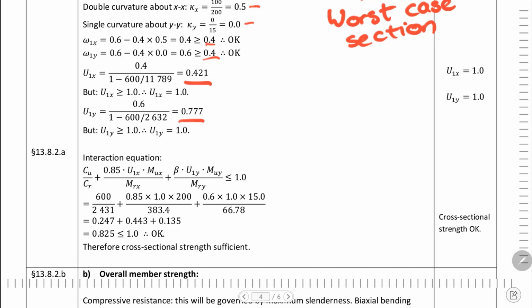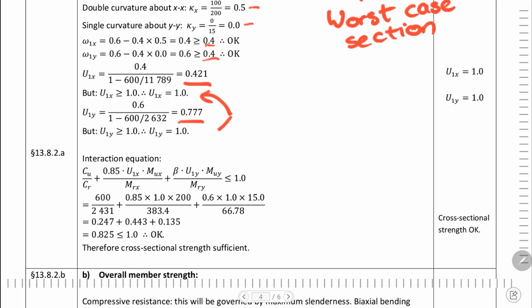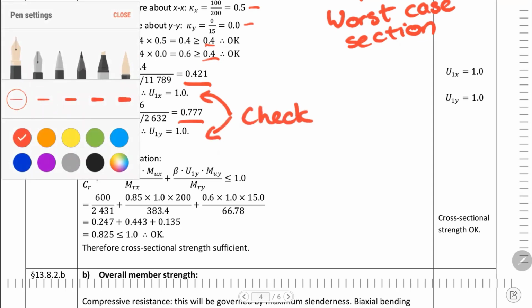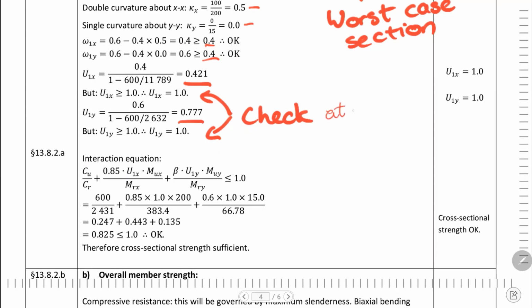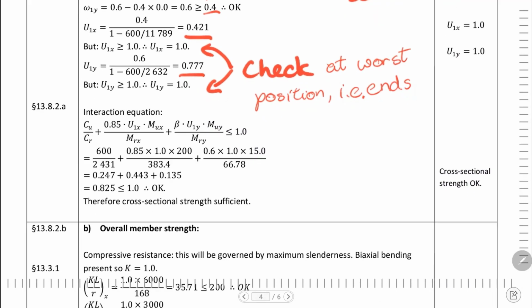However, remember, check 1 is a cross-sectional check, so we are checking worst case stresses. So check at worst position. We need to make sure that at worst position, i.e. ends, we don't reduce the moment, because the moment's at the end, buckling somewhere in the middle, so we're not going to adjust our U1 values.